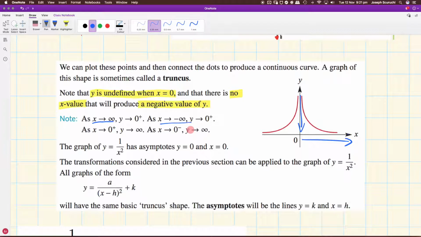As x is approaching negative infinity, y is approaching 0 from my positive direction. So again, the same logic. My line is slowly making its way closer to the asymptote and is therefore approaching 0.